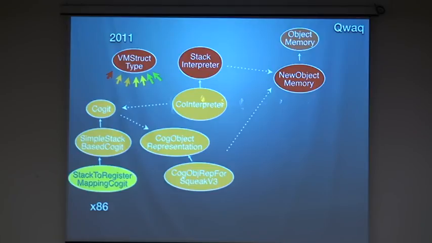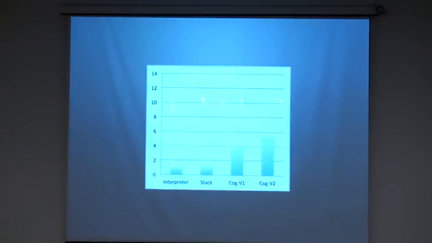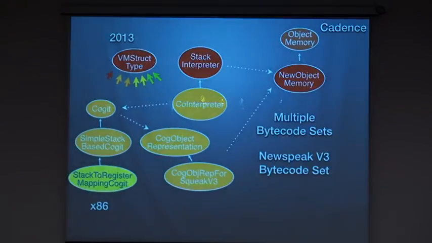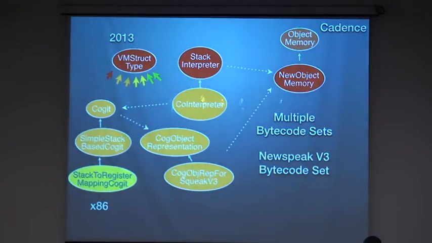So let me skip forward a couple of slides. And this is basically the performance. So the interpreter down there, the stack was a little bit faster, and then Cog v1. I don't think these numbers are right, but more or less the sizes are about right. And then Cog v2 is this more sophisticated JIT that gave us maybe an additional 20-25%. But then there's some other work going on.